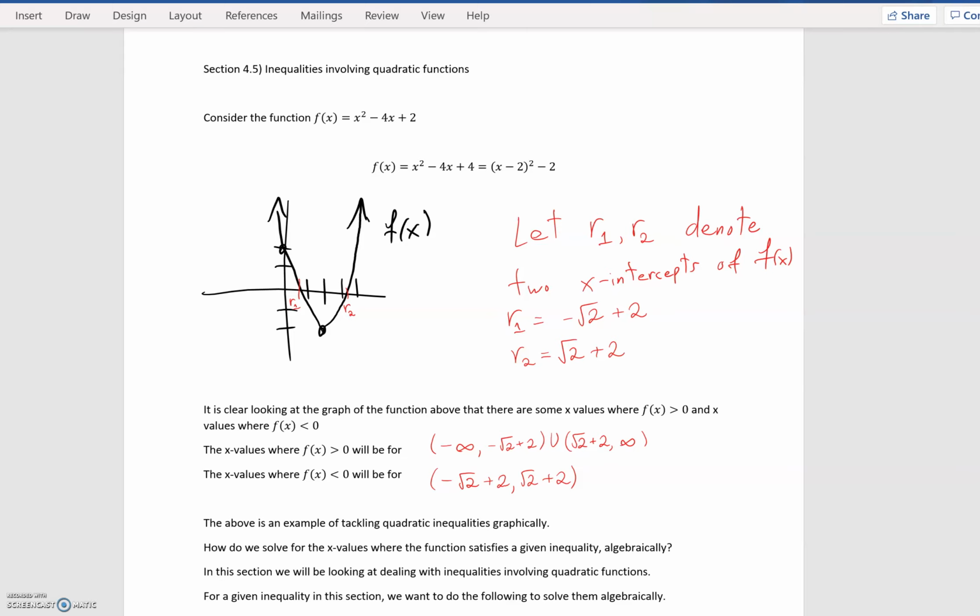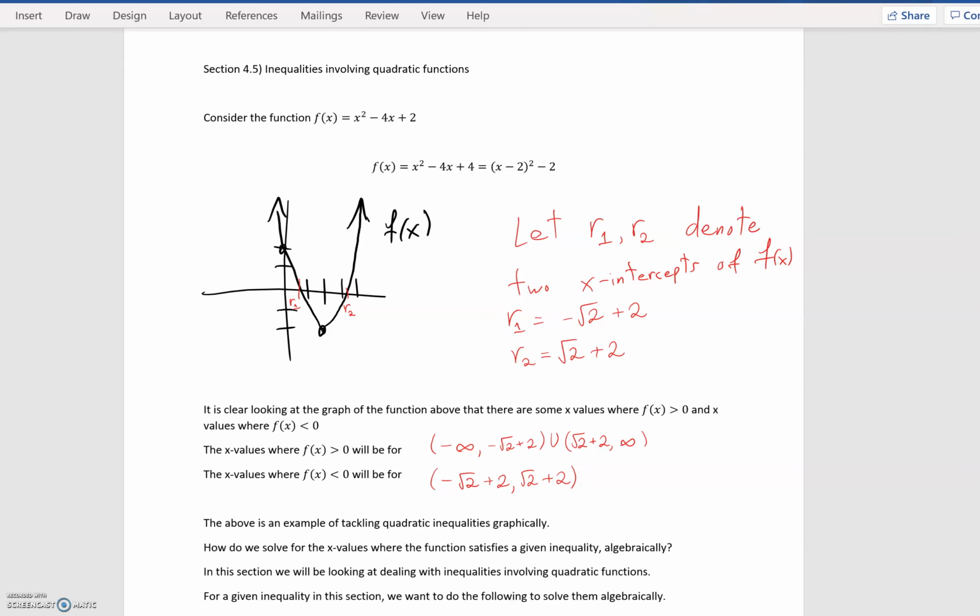So in the very top I've got this example. I've got a function x squared minus 4x plus 2. You will find that this function can be written in the following vertex form: (x minus 2) quantity squared minus 2. And I have a graph of the function right here.